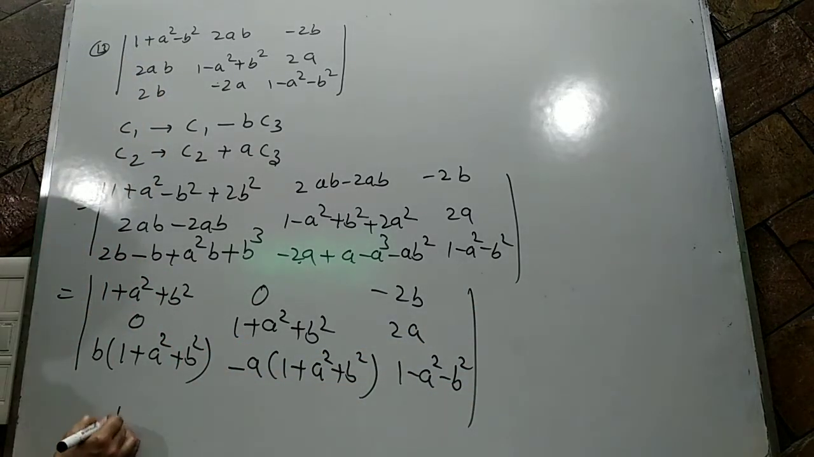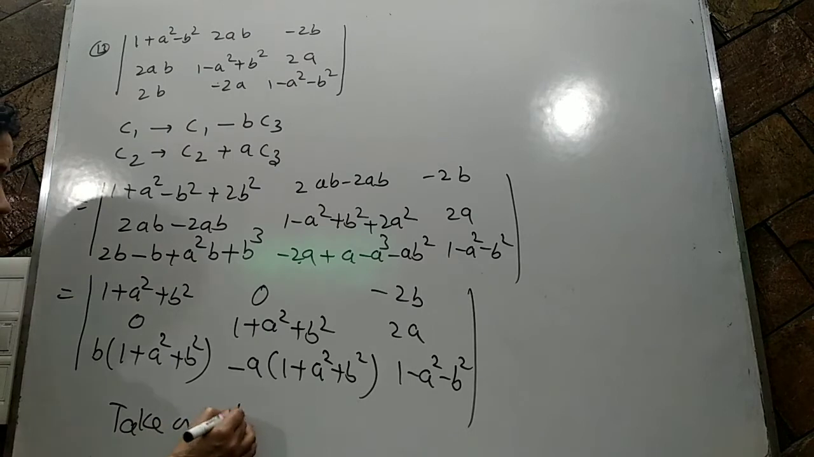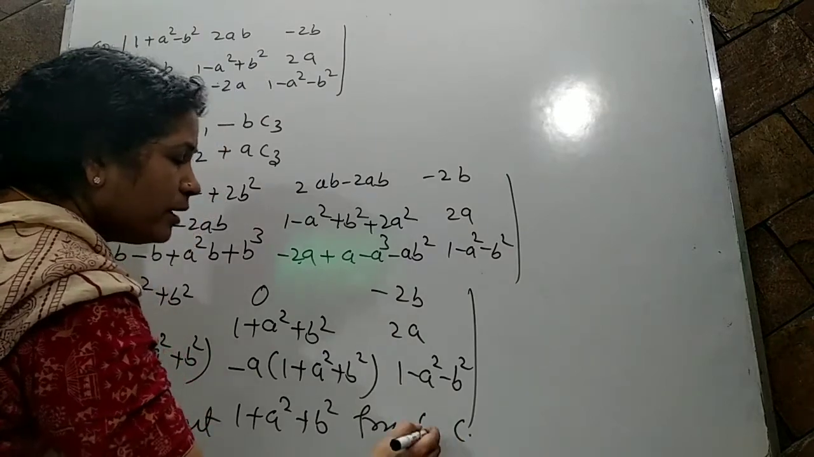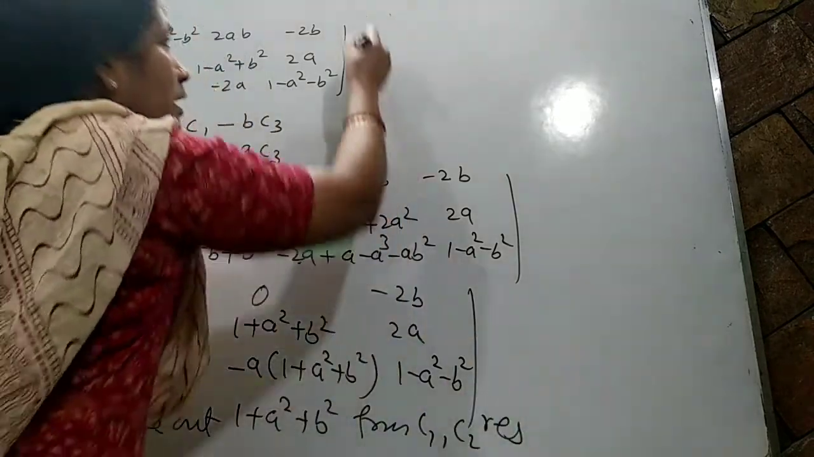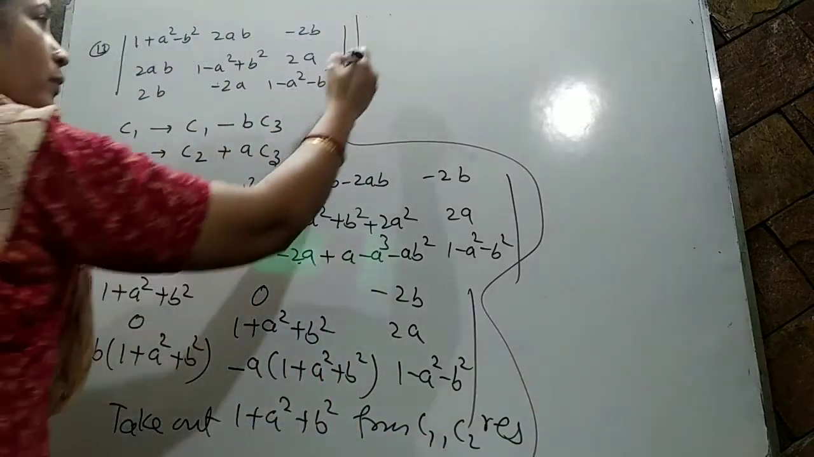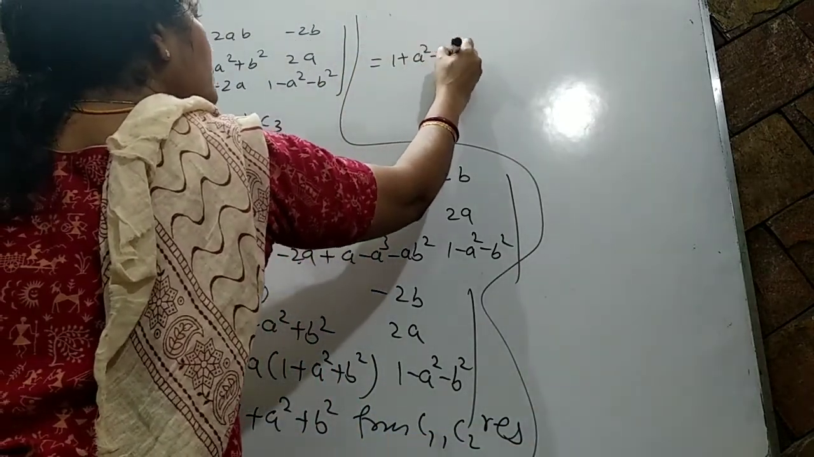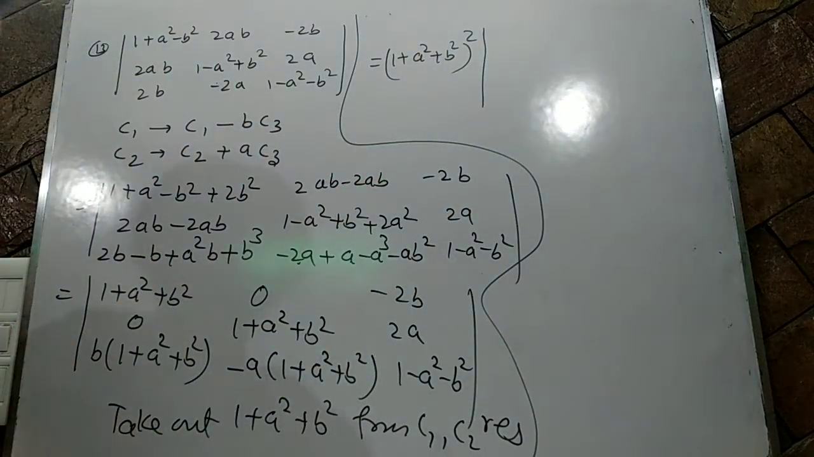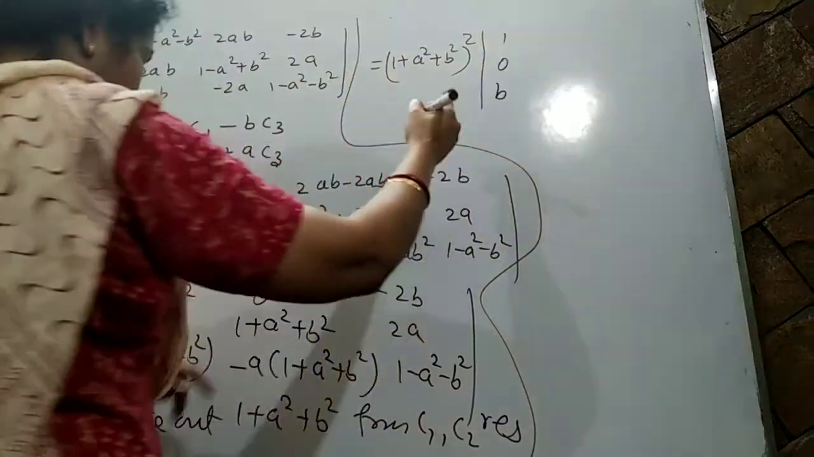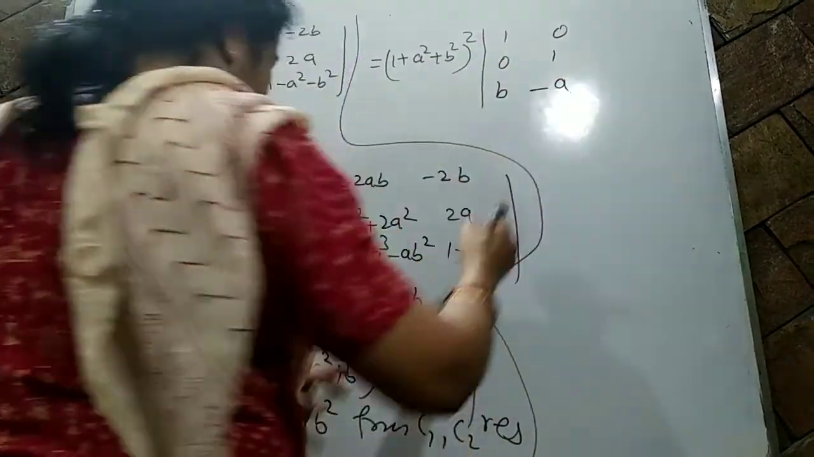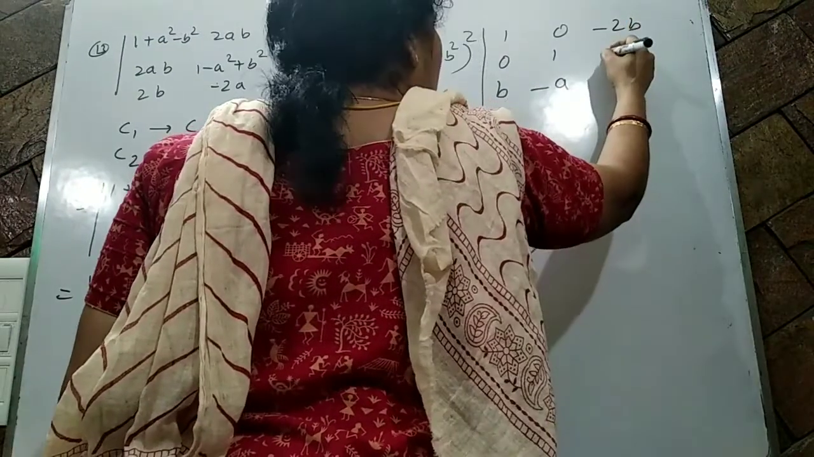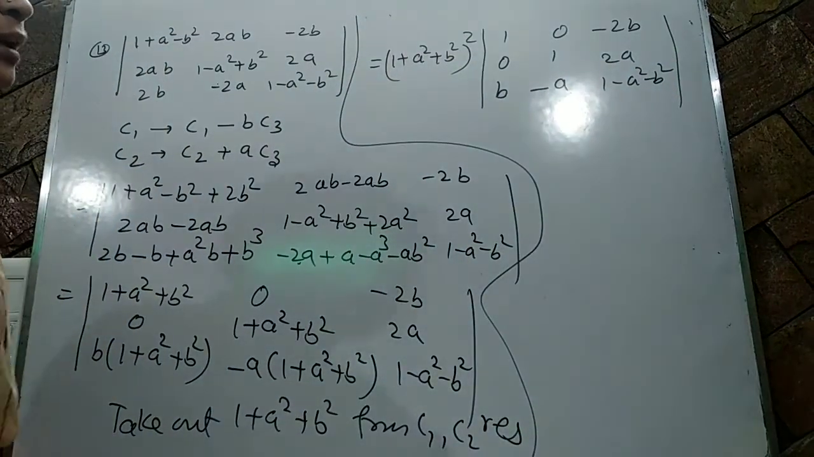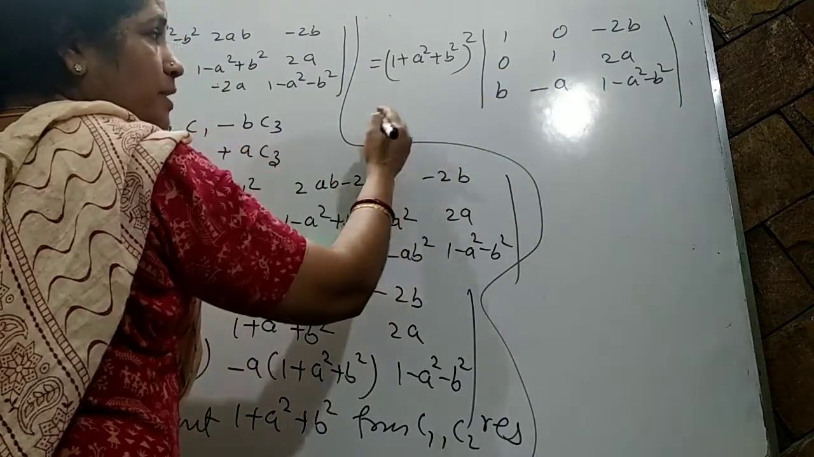Now see here, we can take out 1 plus a square plus b square from C1 and C2 respectively. If I take that out, I will get 1 plus a square plus b square whole square into the determinant, since I have taken one term each from C1 and C2: 1, 0, b; then 0, 1, minus a; and then minus 2b, 2a, and 1 minus a square minus b square. Now I have full right to open the determinant. I have 2 zeros, in the simplest form.